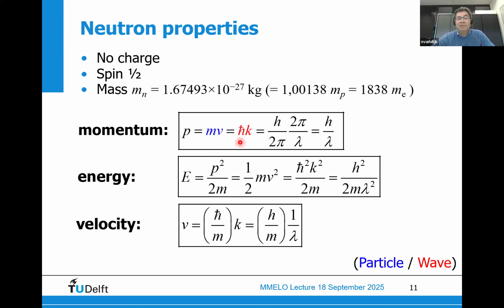But at the same time, if we use the wave description, then it's Planck's constant divided by 2 pi times the wave factor. And the wave factor is 2 pi over the wavelength. So this is a spatial frequency. And then after that, all the properties derive from these two notions, that these are coupled, that it has both a particle character and a wave character.